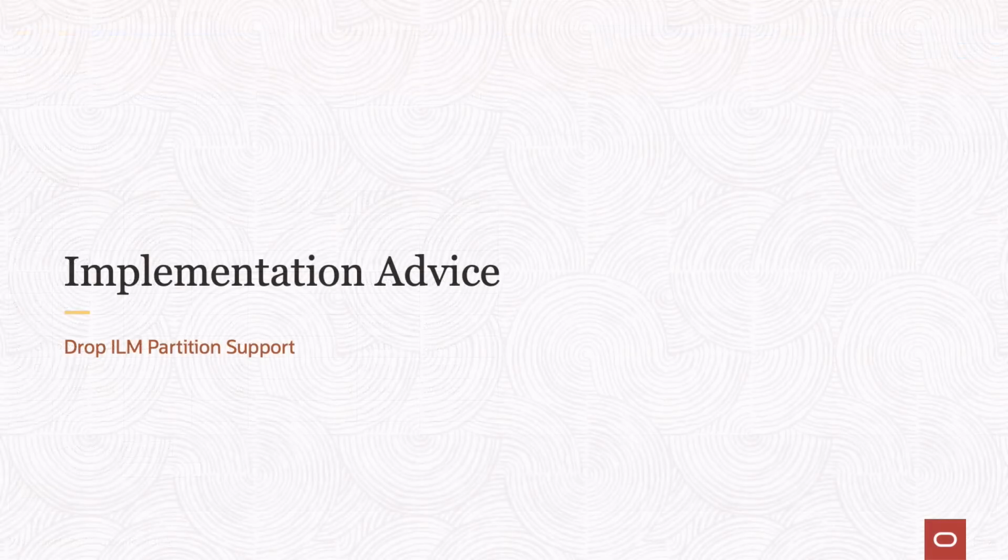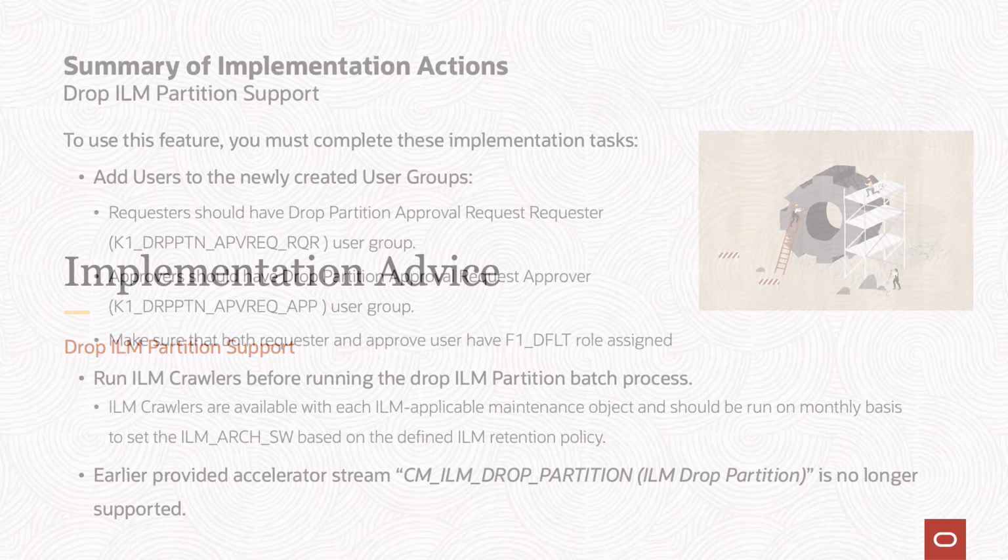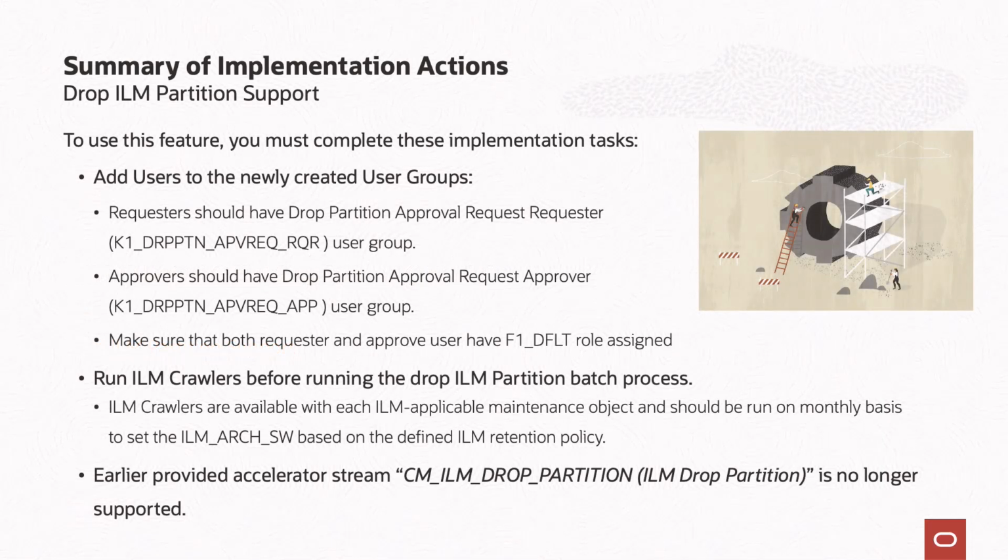In this implementation advice section, we will go through what you need to consider before enabling this feature in your environment and what you need to know to set it up. In order to enable this feature, the implementation needs to configure a user as requester and another user as approver. Both users should be part of newly provided user groups, which are drop partition approval request requester and drop partition approval request approver.